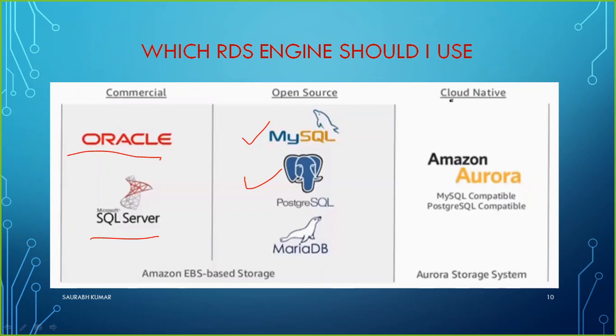And if you want to go cloud native, meaning you want a database service run by the cloud itself, then you can go for Amazon Aurora. Amazon has its own proprietary database called Aurora. It is compatible with MySQL and PostgreSQL. So according to this, you can decide which one is better suited for your organization.